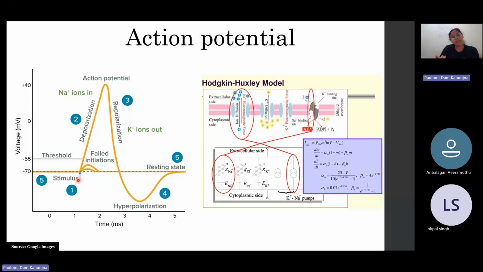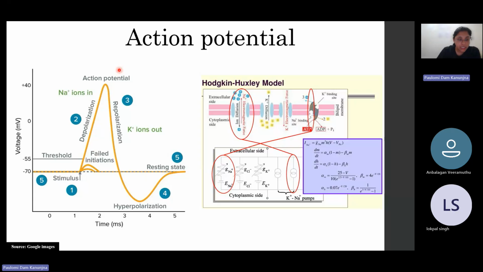And as your positive charges keep moving inside, because sodium ions are positively charged, the voltage or the charge of the cell increases. You have minus 70 to a plus 40 millivolt charge now inside the cell. And you see this sharp shoot up, right?